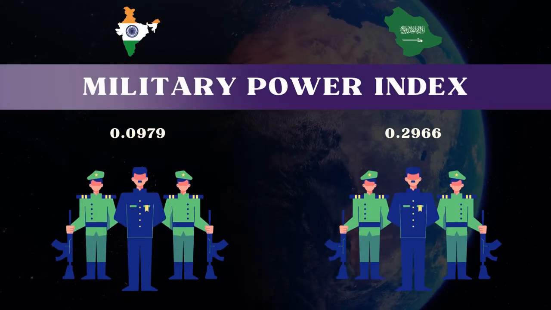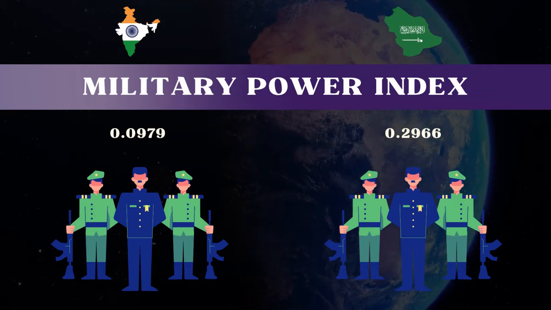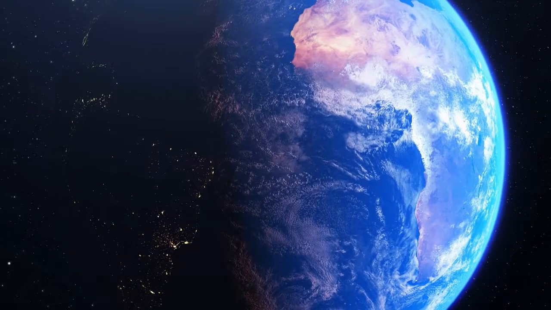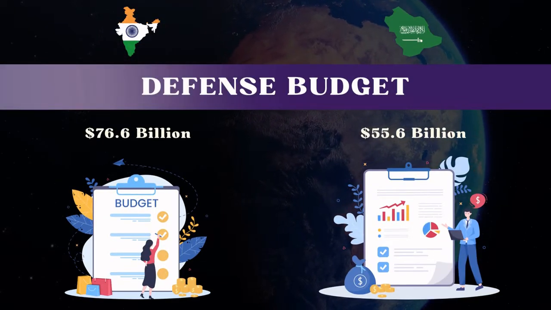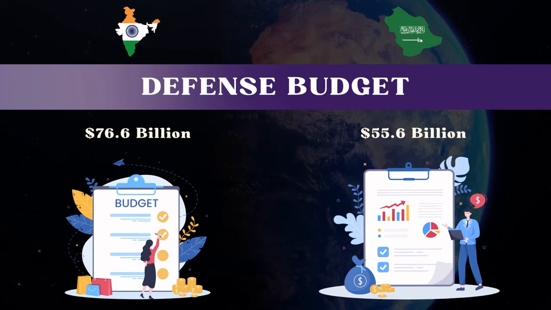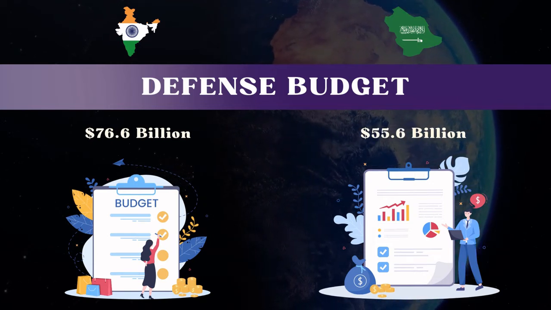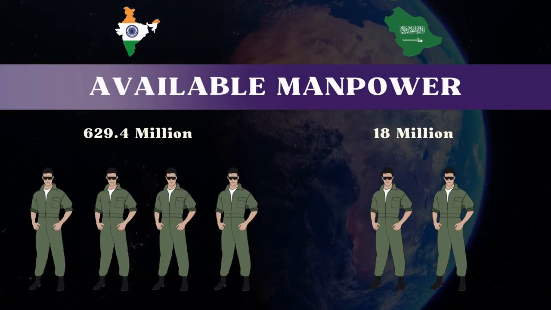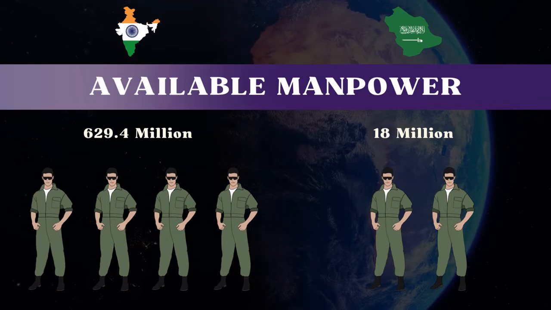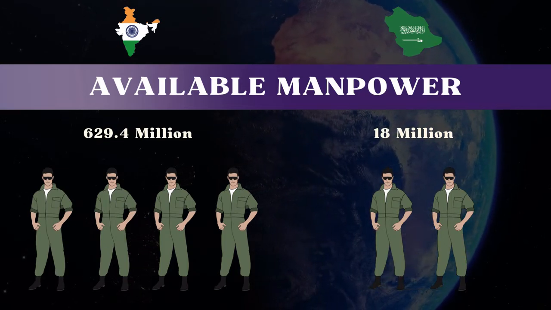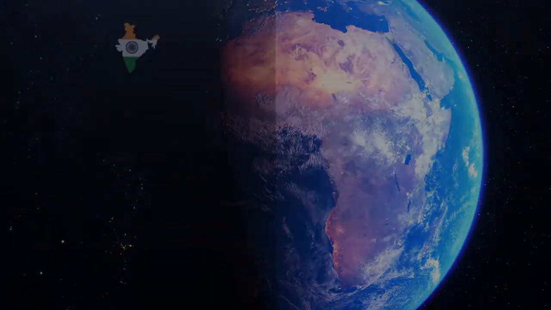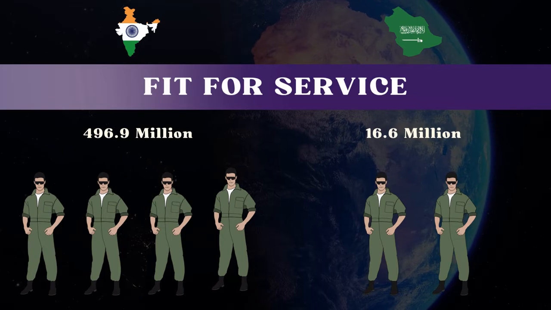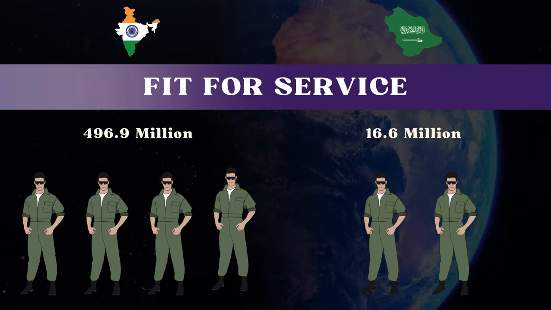Military power index of India is 0.0979 and it's 0.2966 in Saudi Arabia. Defense budget allocation of India in 2022 is higher than Saudi Arabia. India has 629.4 million of available manpower and Saudi Arabia has 18 million. 496.9 million are fit for service in India and 16.6 million are fit for service in Saudi Arabia.